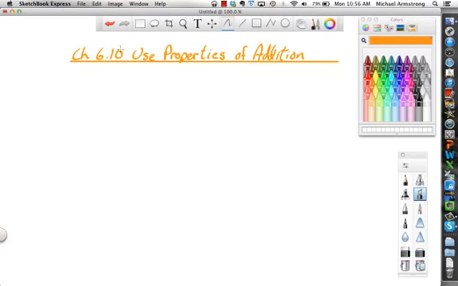Okay, here we are in chapter 6.10, using properties of addition. These properties, you should remember, hopefully you remember, they keep coming back. We have the commutative property, and it's where things change their place, the order.